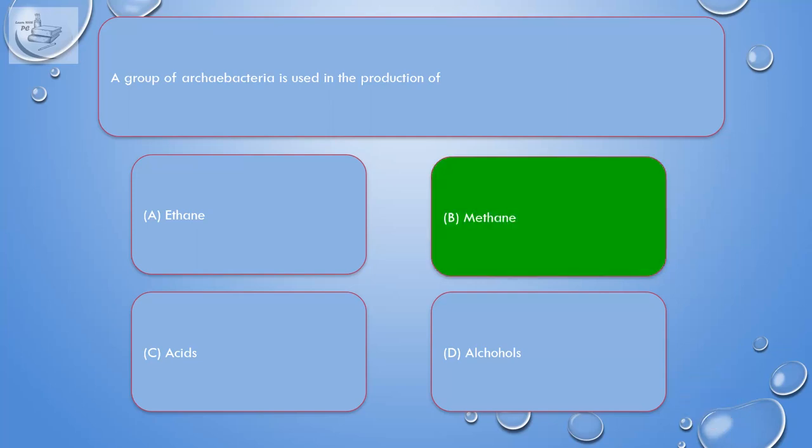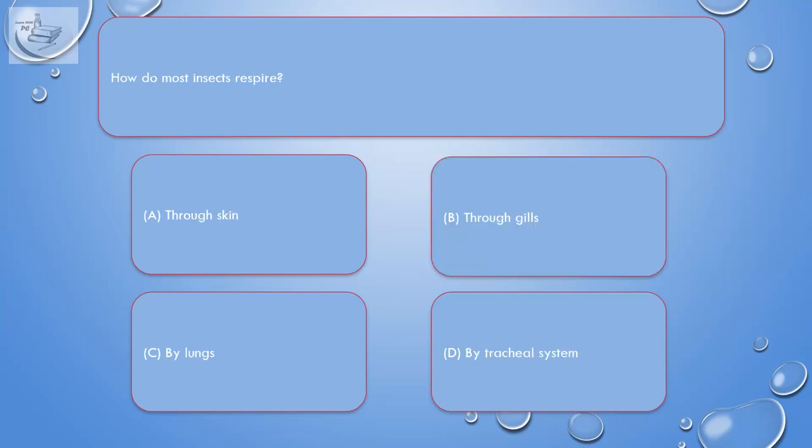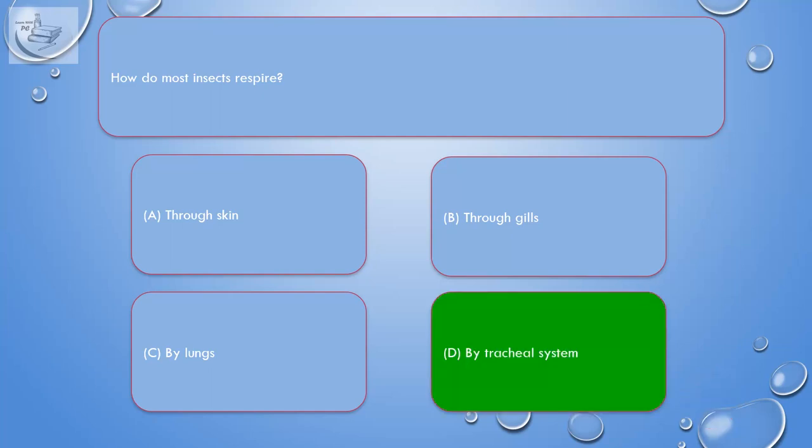Correct answer is B. Methane. Question: how do most insects respire? A. Through skin. B. Through gills. C. By lungs. D. By tracheal system. Correct answer is D. By tracheal system.